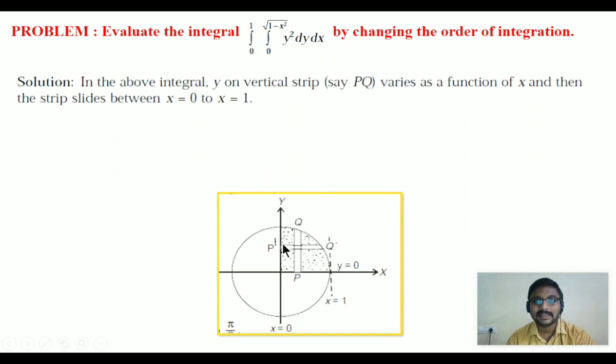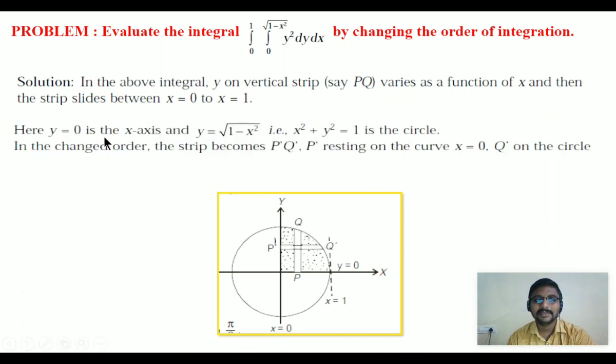For this, we have to consider a new strip, that is P dash Q dash is the new strip. The new strip is drawn opposite to the old strip, that is the old strip PQ is vertical but the new strip is considered as horizontal, that is parallel to the x-axis. With respect to the new strip we have to consider the new limits. Whenever we change the limits, the order can be changed.